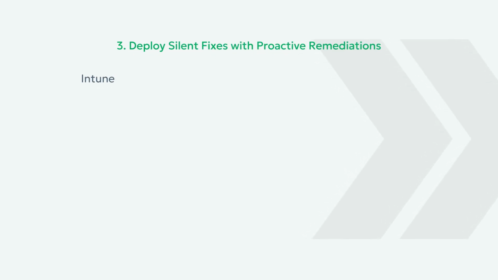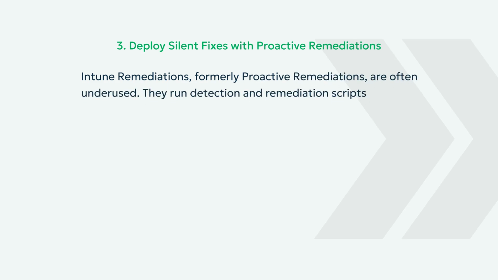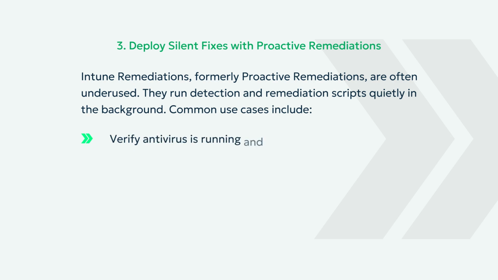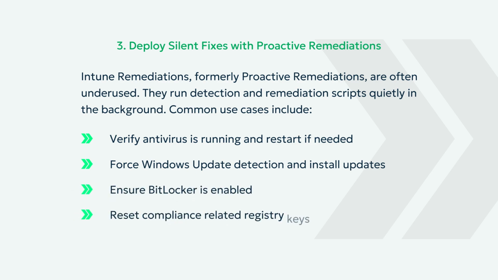One of the most underused tools in Intune is Remediations, formerly known as proactive remediations. This feature lets you run detection and remediation scripts quietly in the background. Common use cases include verifying antivirus is running and restarting it if needed, forcing Windows Update detection and installation, ensuring BitLocker is enabled, and resetting compliance-related registry keys.